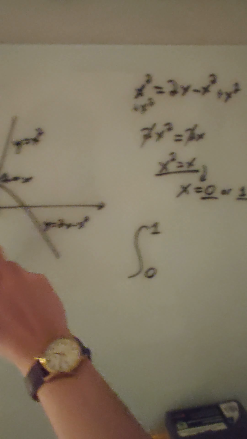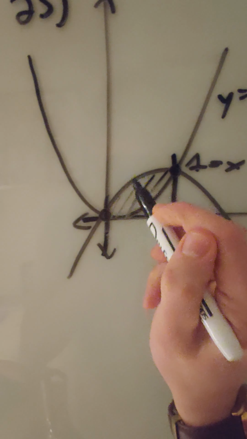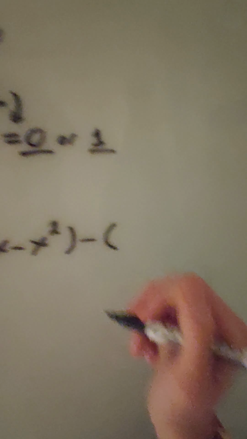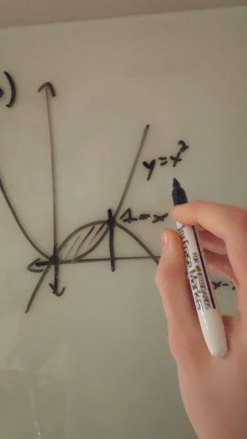So we have two functions. We will do the highest one first. So we notice that this one is on the top, and that function is 2x minus x squared. So we'll do 2x minus x squared. We'll integrate this first, and then minus our second function, which is our lower function, which is x squared.